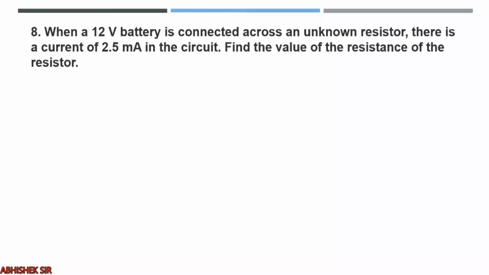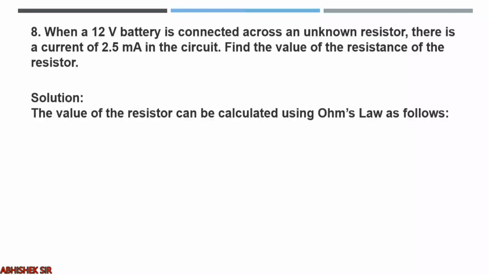When a 12-volt battery is connected across an unknown resistor, you see what we are finding? The unknown thing, that is resistance. The current of 2.5 milliampere in the circuit, right? So voltage is given, current is given, you just have to find out resistance. Which formula we will be using? Ohm's law. So the value of resistor will be calculated using Ohm's law. R equals to V upon I.